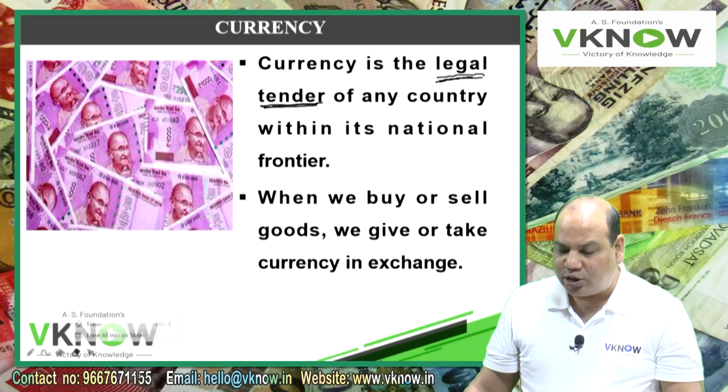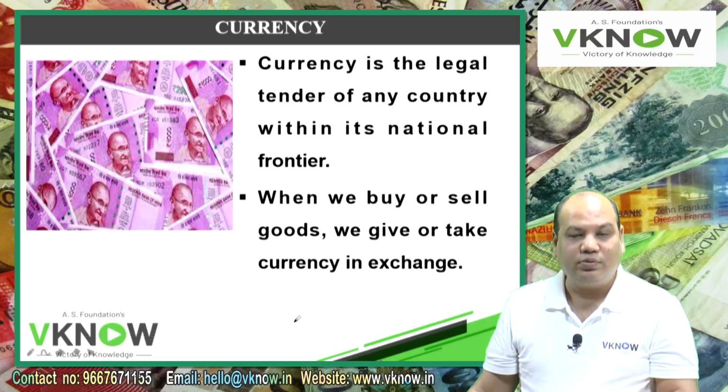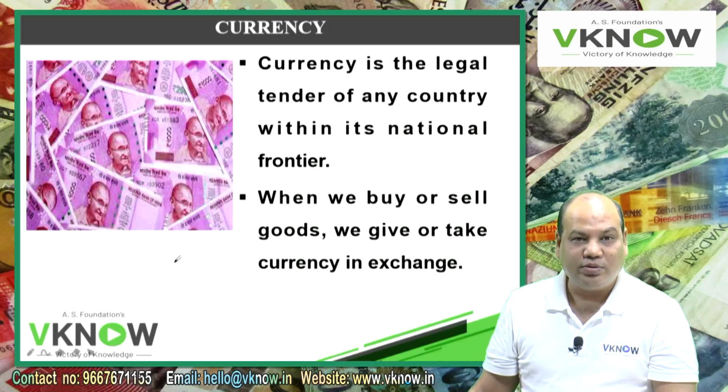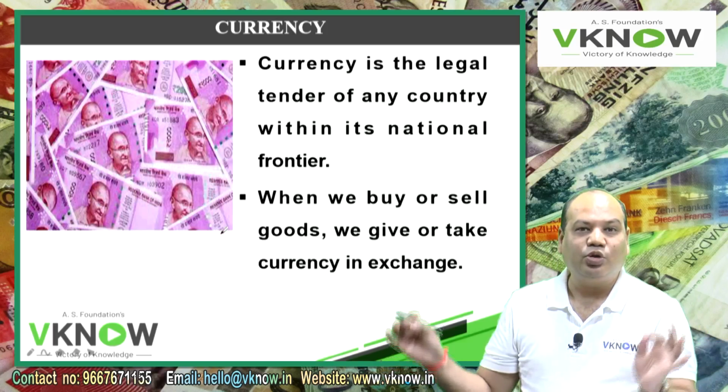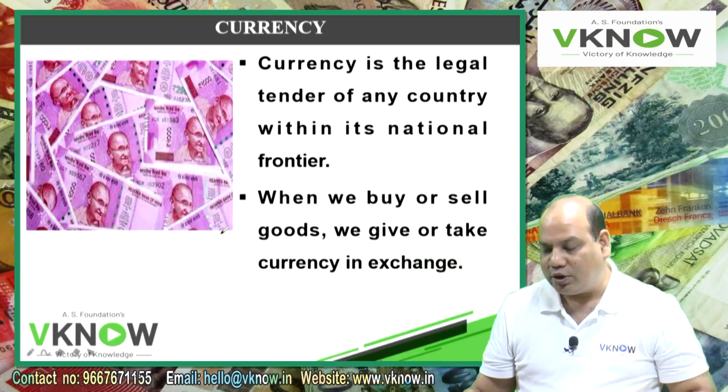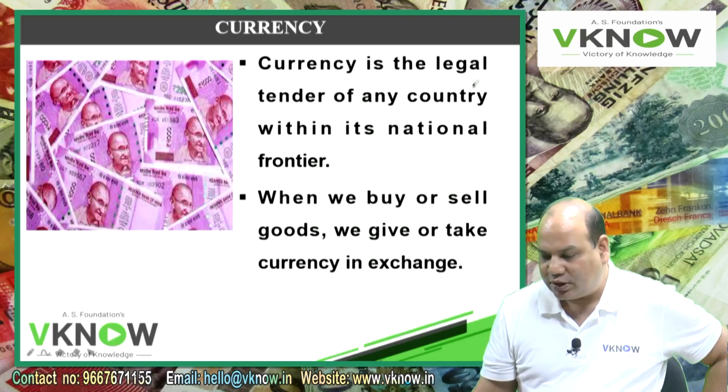Of course, there are some minimum restrictions, like you can't give coins of 1 rupee to make a payment of 2 crore rupees. If you have to make a payment of 2 crore and you give 2 crore in 1 rupee coins, then maybe in that case some restrictions are there.